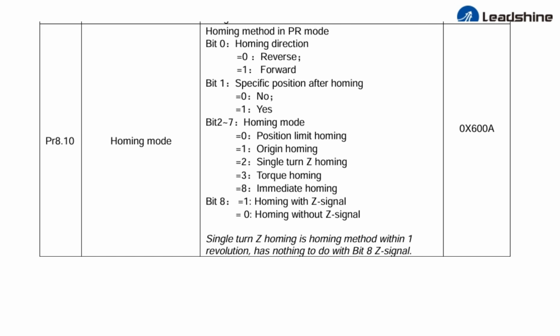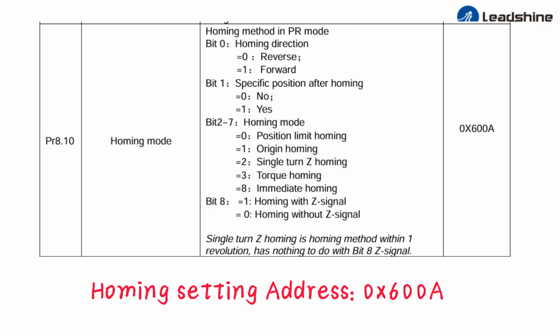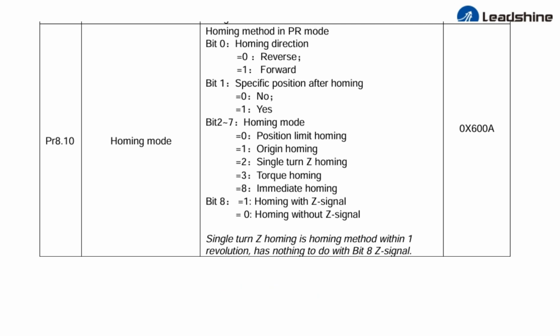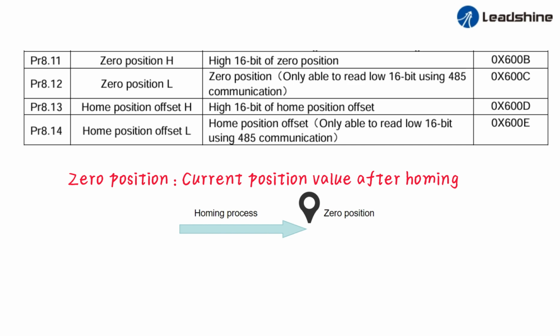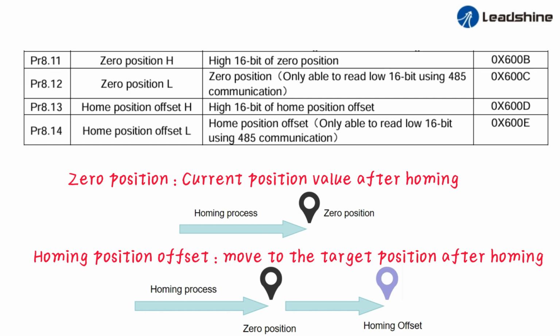PR 8.10 is used to set homing parameters, including the homing starting direction, enable homing offset or not, and homing method options. The RS485 address is 0x600A. PR 8.11 and PR 8.12 are used to set the zero position. That means after finishing the homing process the current position will be changed to the specified value in PR 8.11 and PR 8.12.